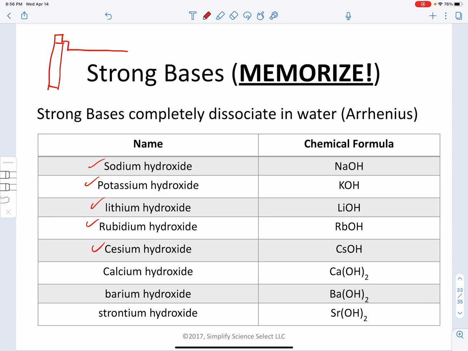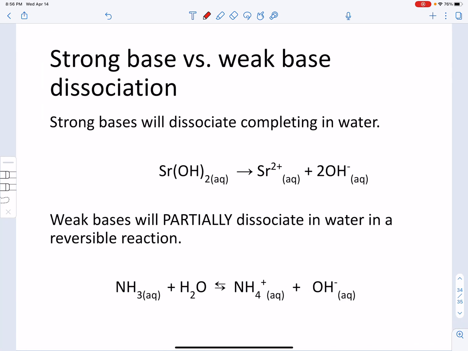And then we have 3 elements, calcium, barium, and strontium, and they are located in the second group right about there. Those 3 elements are going to make the other strong bases. So we don't have strong bases made of anything else, just sodium, potassium, lithium, rubidium, cesium, and then calcium, barium, and strontium. You have the formulas on the right-hand side.